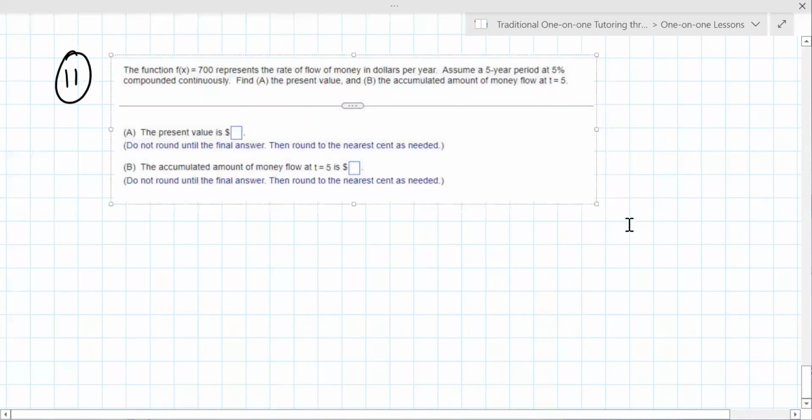Okay, so they say the function f(x) represents the flow of money in dollars per year. Basically, you put $700 per year into an account over a 5-year period at 5%. So you're getting a 5% growth rate continuously, which we know is not true. It's never continuous, but it wants the present value and the accumulated amount of money flow at t equals 5.